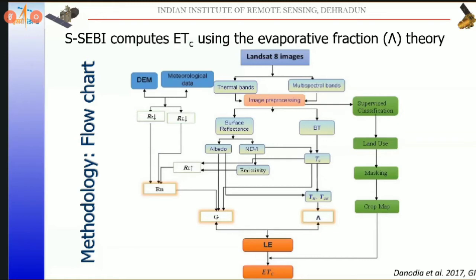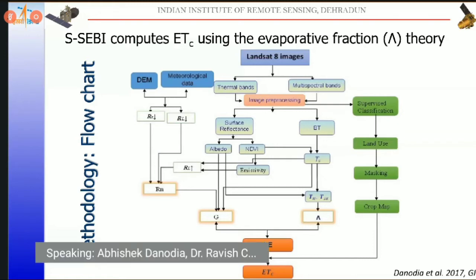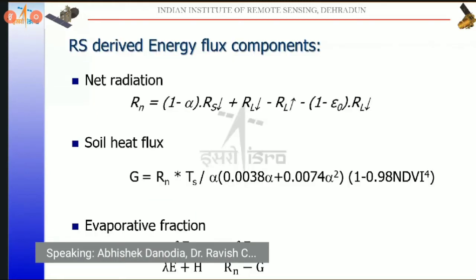Very first, these are the remote sensing derived flux components. Talking about the net radiation, there are four specific components: the incoming short wave, outgoing short wave, incoming long wave, and outgoing long wave.